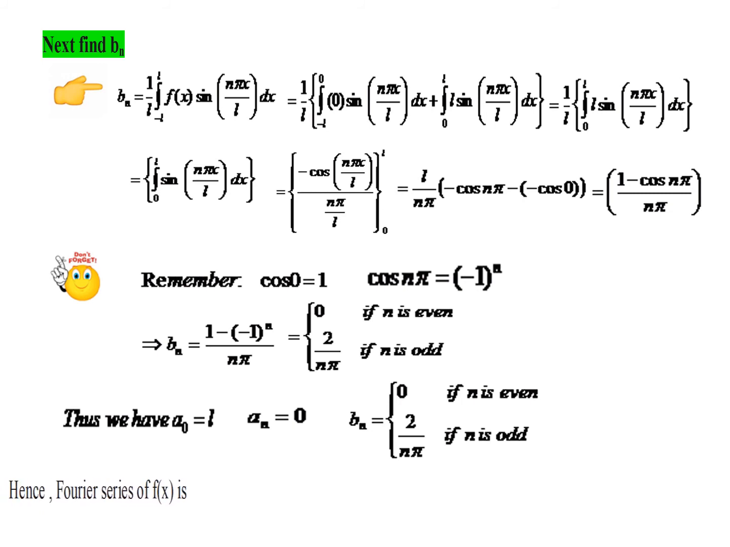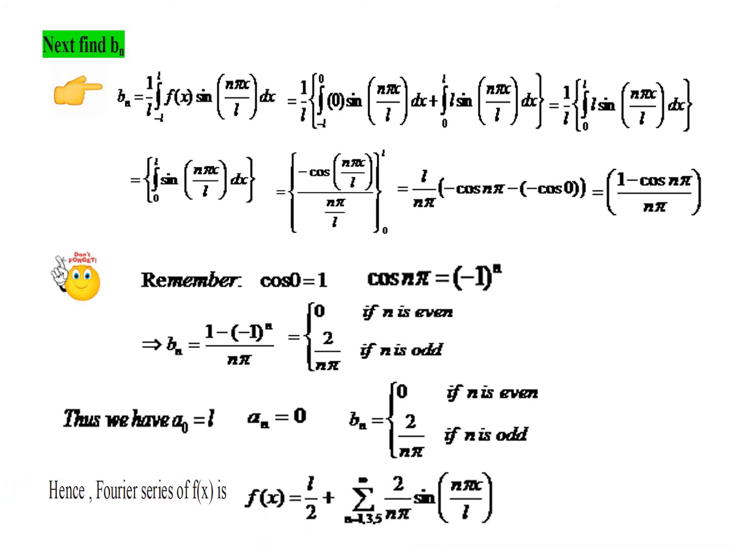So let us substitute in the Fourier series. We have the Fourier series of f of x. Remember the first term was a0 by 2, so L by 2. Plus, an is 0, so the second summation is 0. The third term we have is sigma bn sine n pi x by L.